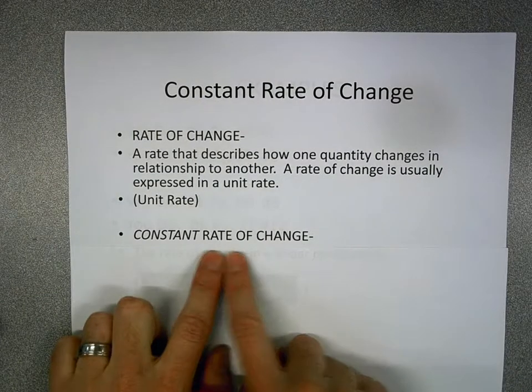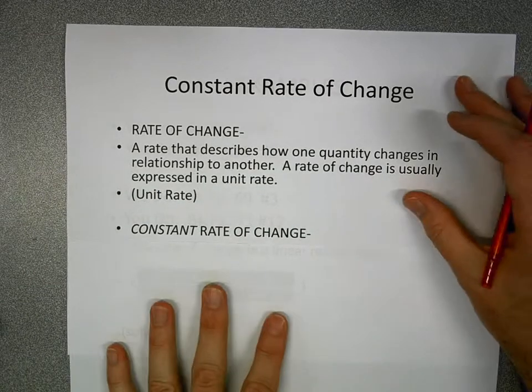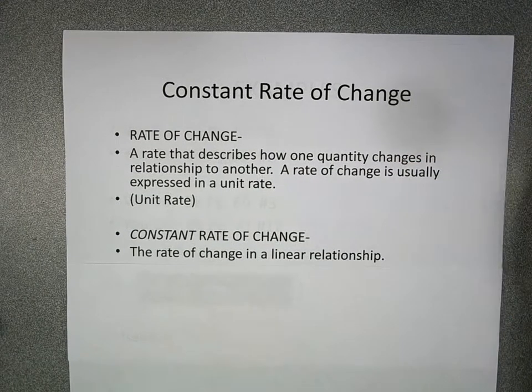So if we're talking about a rate of change, sometimes a rate of change over a big amount of time, it itself could change. So there's a certain rate. If we're talking about a graph, it changes. A constant rate of change is continuous. It's constant. It always happens in the exact same way. So here's what the book says. This is the rate of change in a linear relationship. A linear relationship.